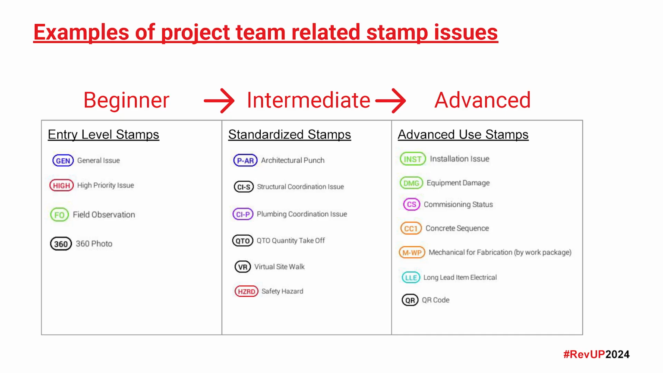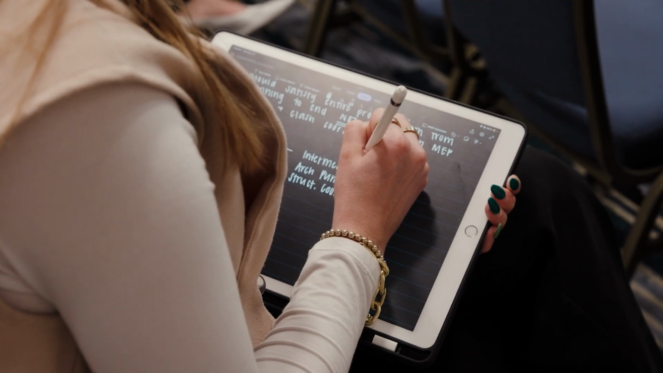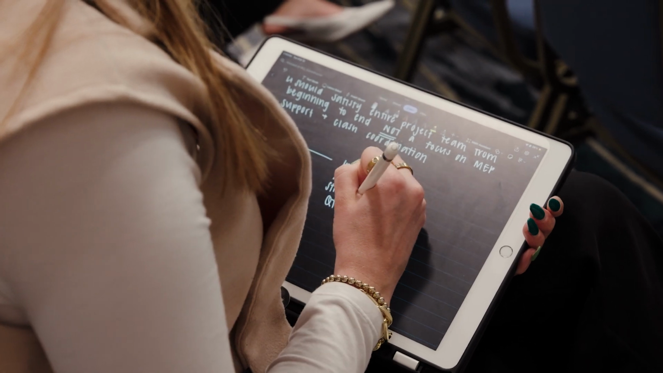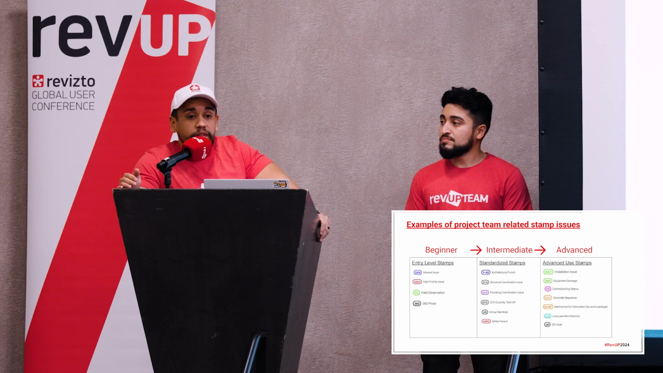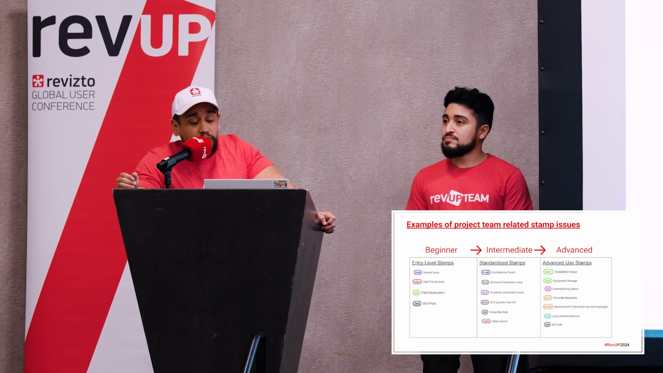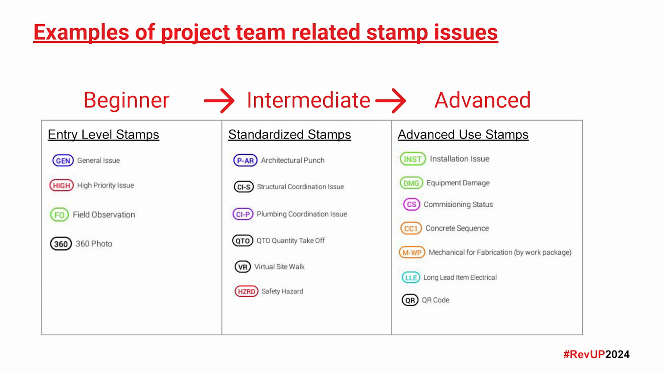And as we move more towards intermediate stamps, things get a little bit more advanced. We start looking more at punch listing, quantity takeoff, virtual site walks, safety hazards, including new things like our QR code features in there as well. And then moving more into advanced stamps, we begin going to the installation tracking efforts, commissioning statuses, getting other roles into the project, because at the same time, you're thinking advanced, it's also pushing the boundaries as far as who has not been in the model or who's not regularly in the model enough with us.